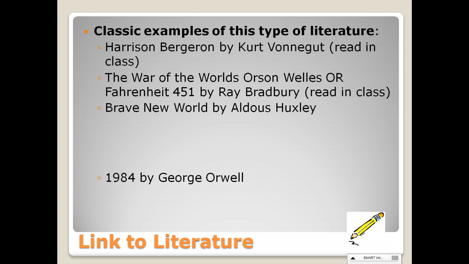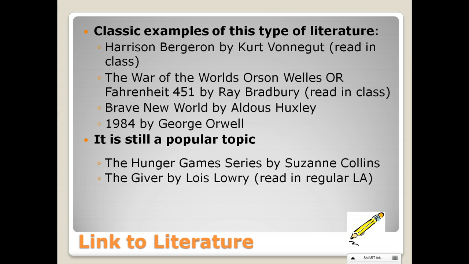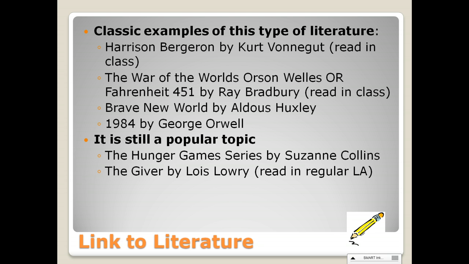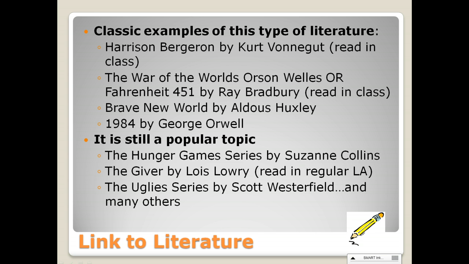A couple of other novels that we aren't going to read, but I will recommend for extra credit, are Brave New World and 1984. These are all really classic examples of this type of literature from the time period. However, it's still a really popular topic. The Hunger Games, The Giver, The Uglies series, there's a ton really that follow this idea of trying to think about a perfect world in the future, what it will look like and how it will be run. Generally speaking, like the government policies involved in trying to keep order and make everybody equal and the same.